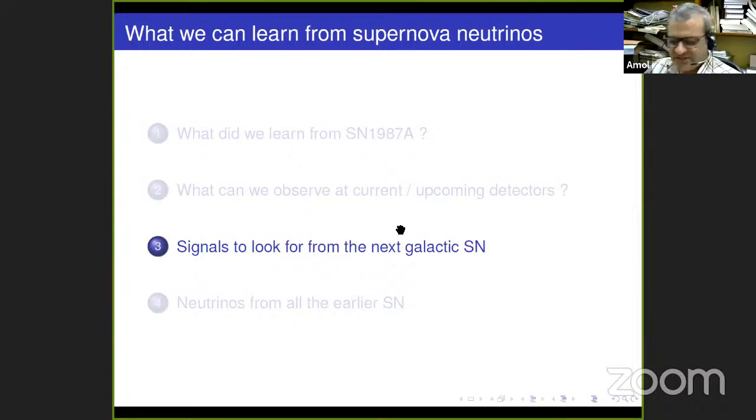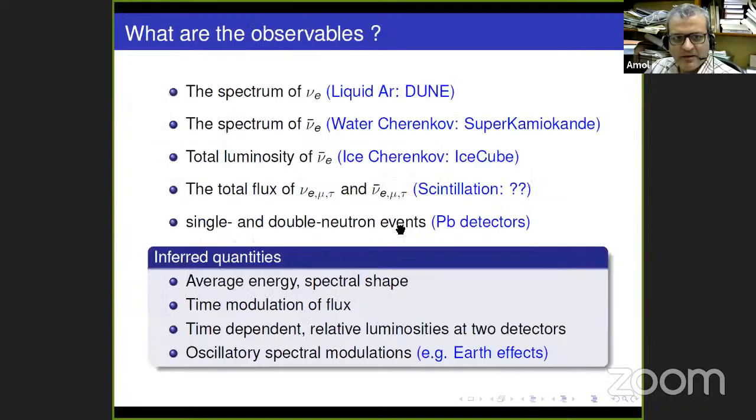Okay. So this is what we have. Let me take you to the last slide once more. Okay, so this is all we are going to observe. Spectra of nu e and nu e bar, total luminosity of nu e bar, and not so much information on the other ones. Okay, it's there, but really not to that extent. Let's see what we can do with this.